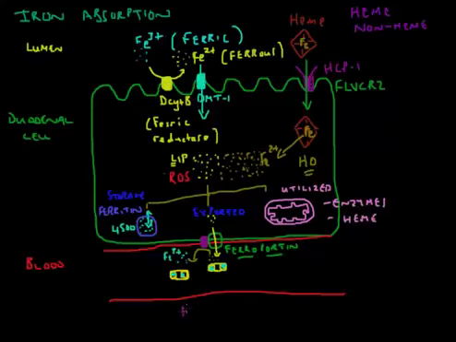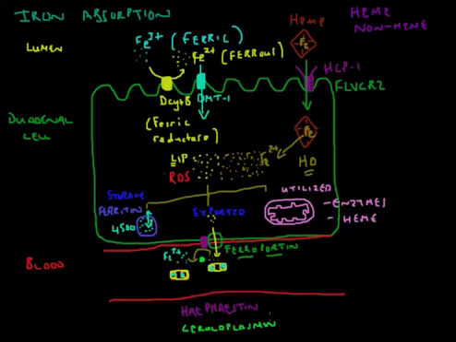Let me just write it here. Hephaestin, and you can hear that it is named after the Greek god of metals and fire, Hephaestus. He was supposed to be the one that worked with metals. And apart from hephaestin, there's another molecule in the plasma called ceruloplasmin. And as you know, this is also a molecule that can carry copper, but ceruloplasmin can do exactly the same.